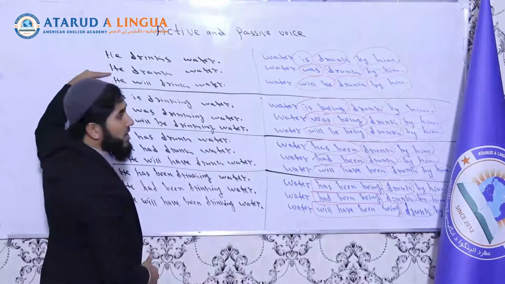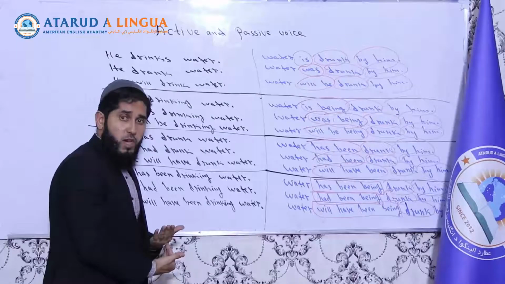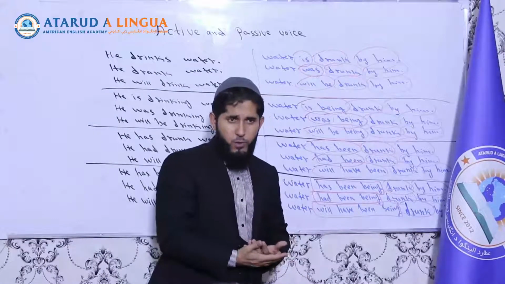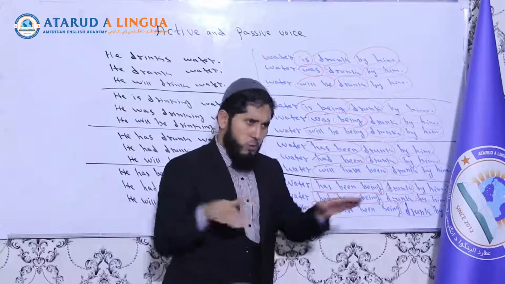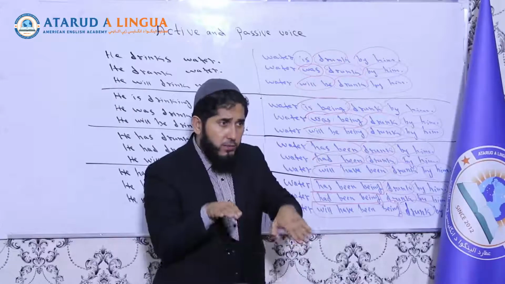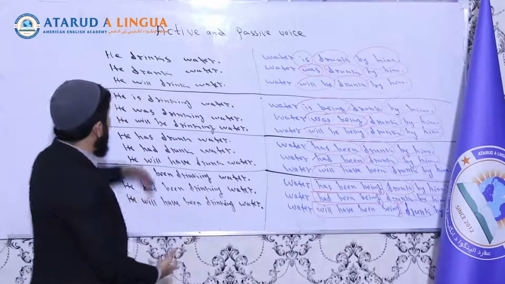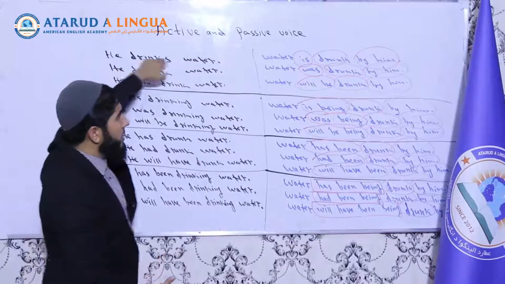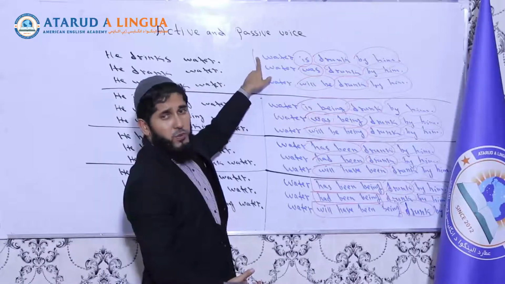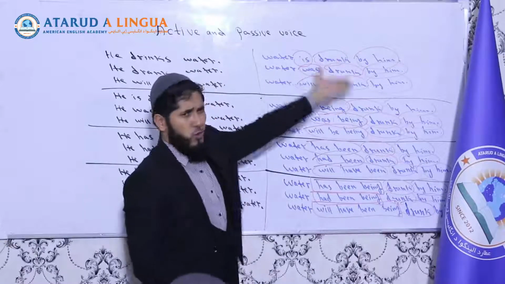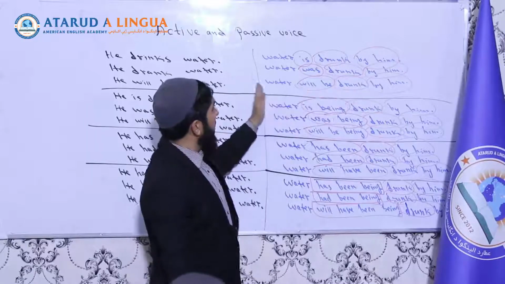He drank water, he didn't drink water. Water wasn't drunk by him, or water was not drunk by him. So that will be your negative form. If you want to change it to interrogative form, okay? So, does he drink water? And you just bring the to be verb before your subject here. Is water drunk by him? Was water drunk by him? And will water be drunk?